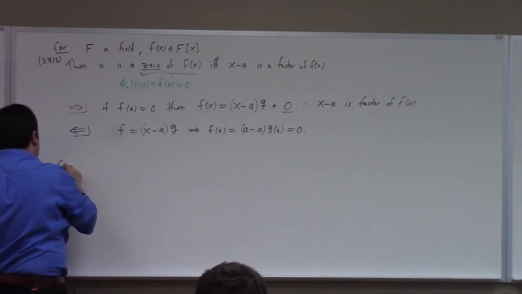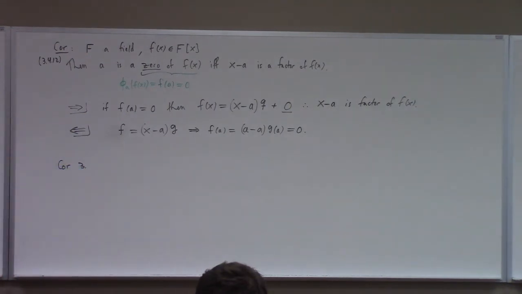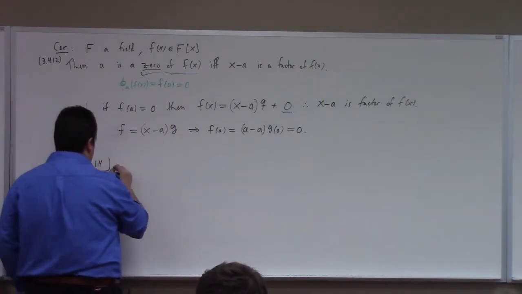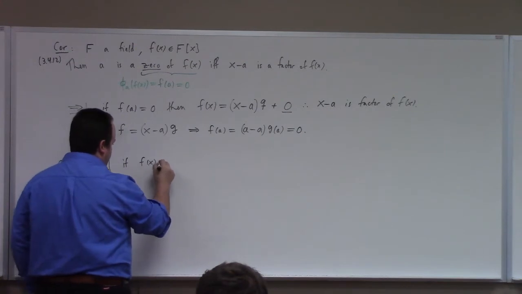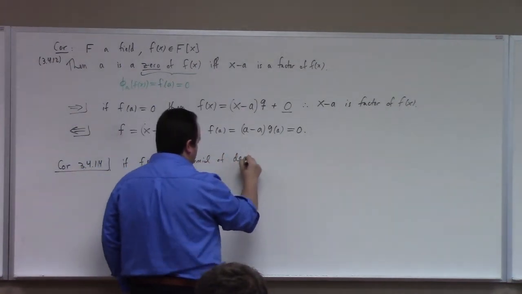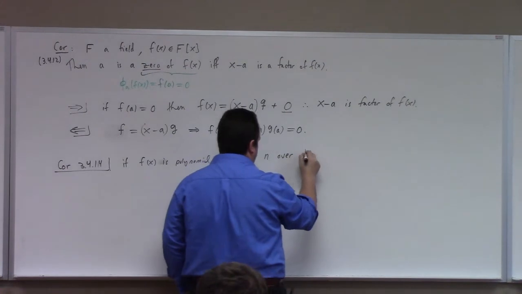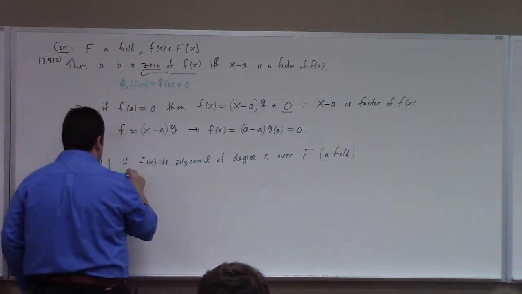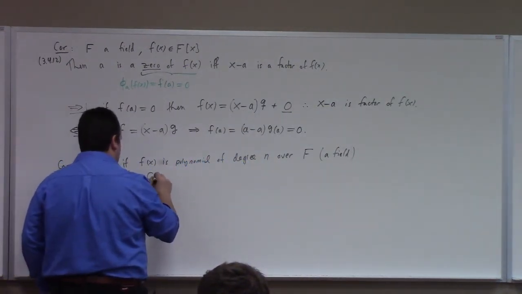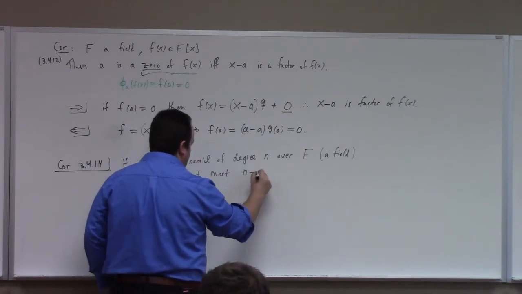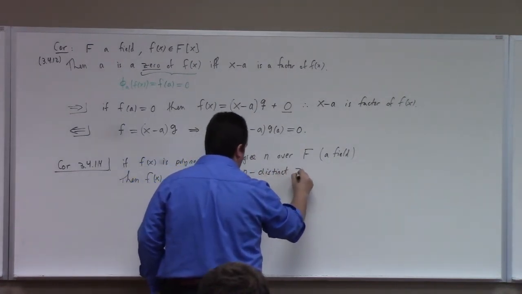All right, the next one, which I will state for you guys, corollary 3.4.14, and it states the following: if f of x is a polynomial of degree n over F, a field, then f of x has at most n distinct zeros.